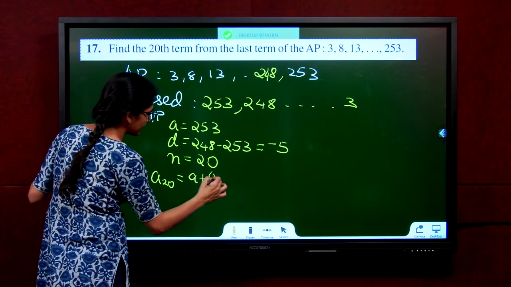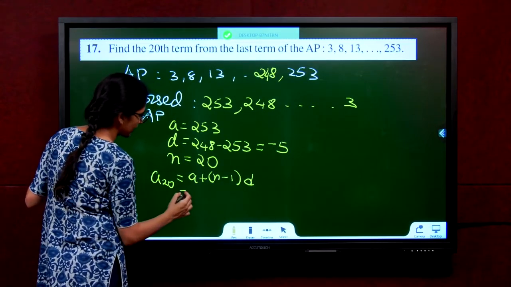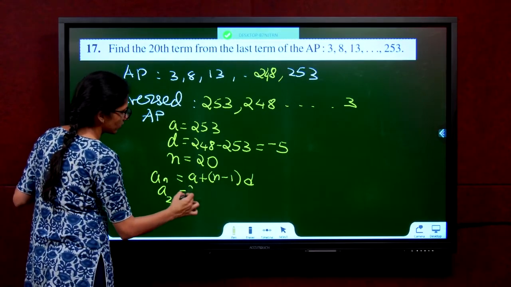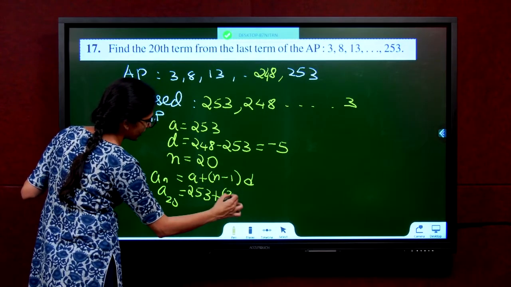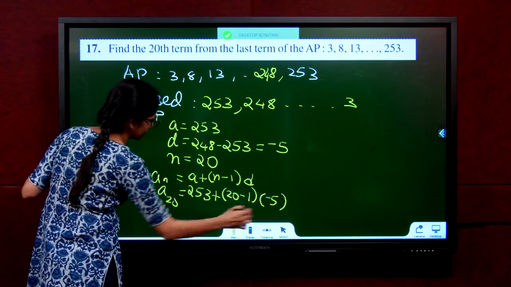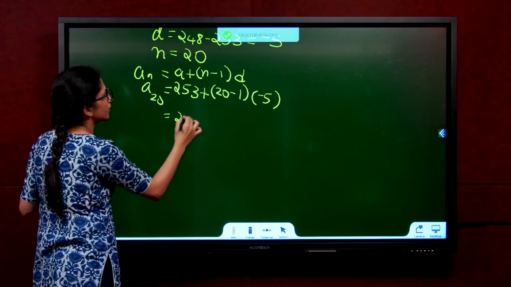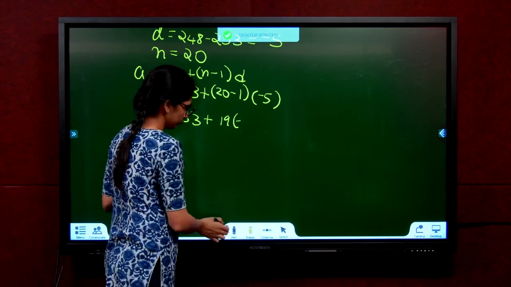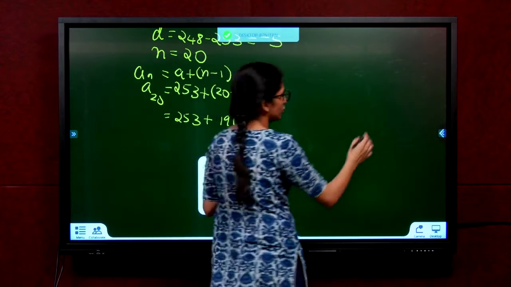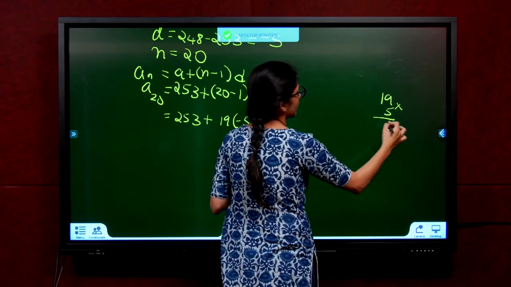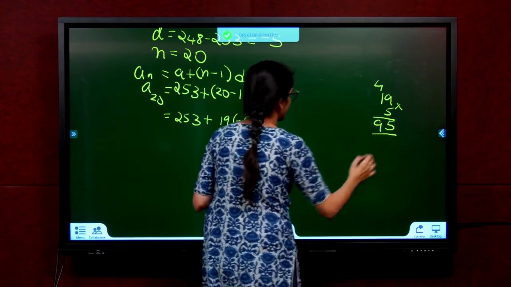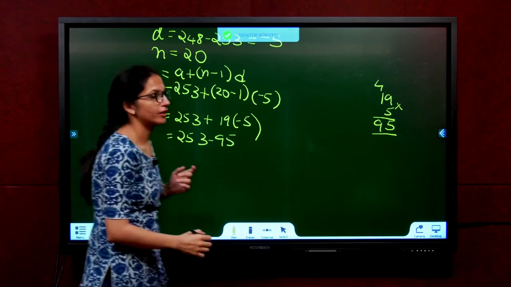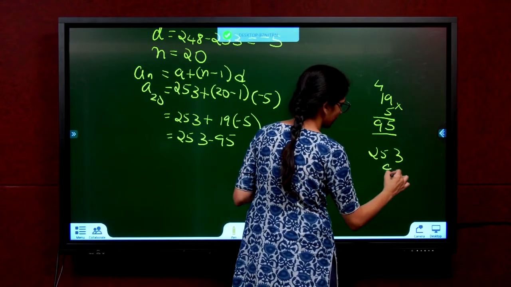A20 is A plus N minus 1 into D. We know that AN, so now we are finding A20, correct? What is A? 253 plus 20 minus 1 into minus 5. 253 plus 19 into minus 5. So do 19 into 5. 5 9s are 45, 5 1s are 5, 9, 95. So 253 minus 95. From 253 you have to remove 95.